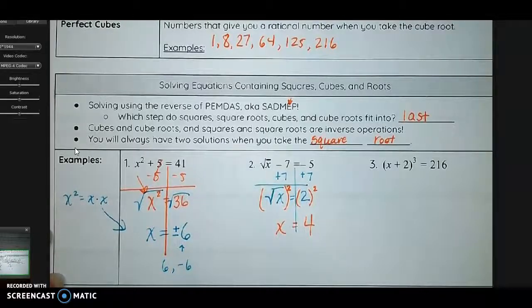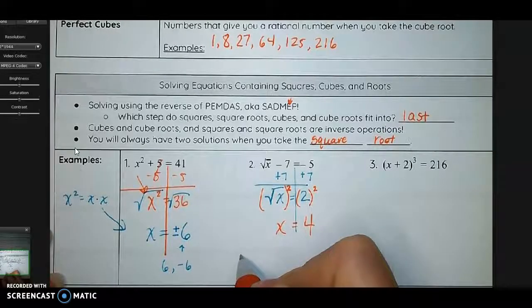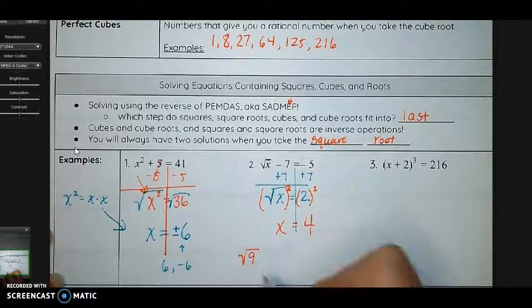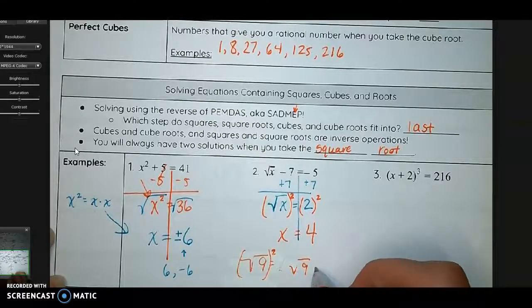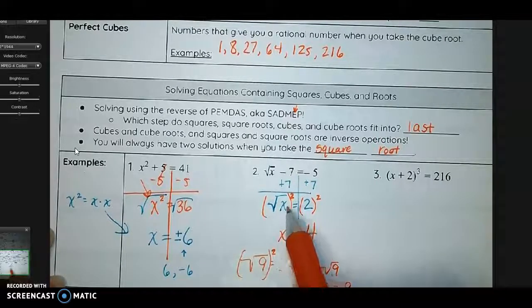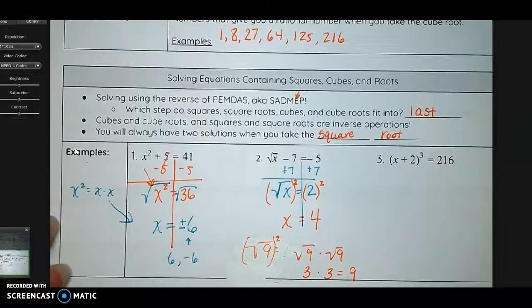And the reason that works, say I had the square root of 9. Well, if I were to square that, that is equal to the square root of 9 times the square root of 9. Well, the square root of 9 is 3, and 3, which gives me 9. So that's why when I square this up here, I get just the x. It just comes out, because here I would get just the 9 coming out.